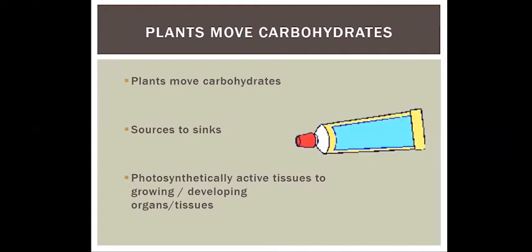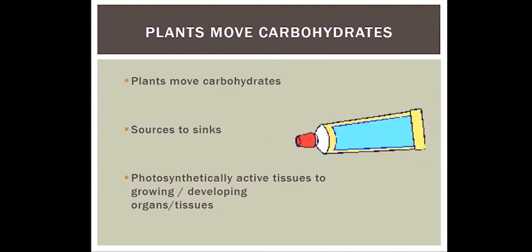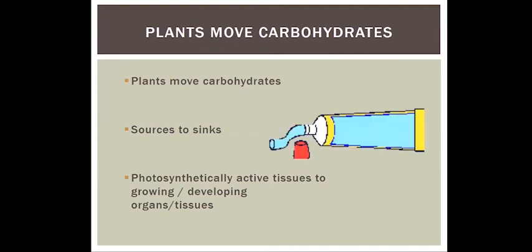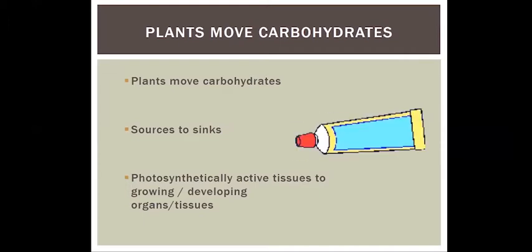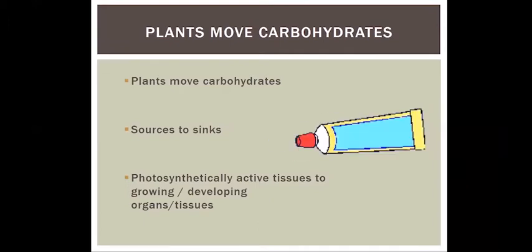It's very much like in this animation here, toothpaste being squeezed. Imagine that the toothpaste tube is the leaf, the paste is the carbohydrates. That's your source. They get squeezed out and moved throughout the plants up and down to where it's needed most, whatever tissue is rapidly growing.